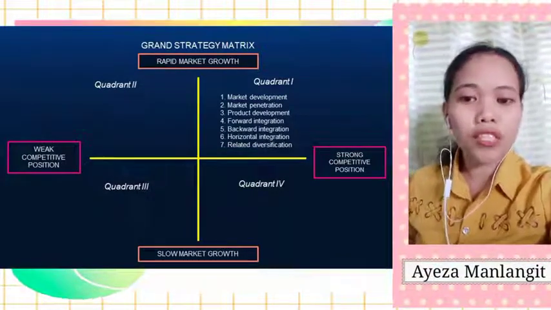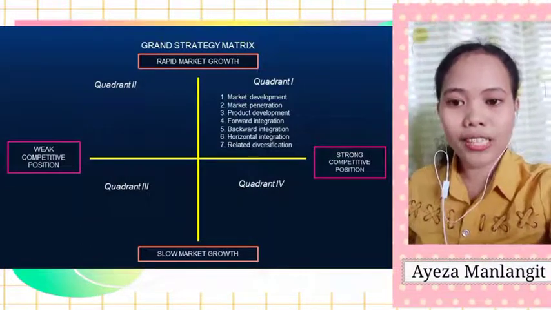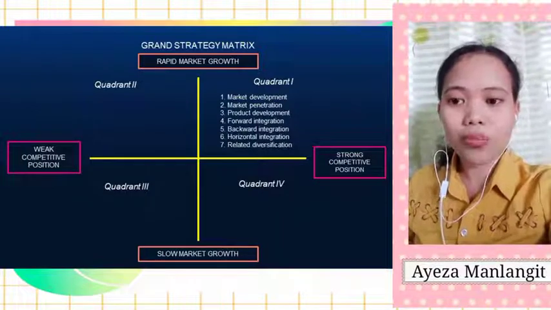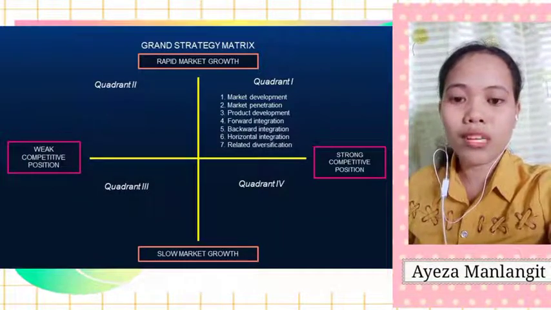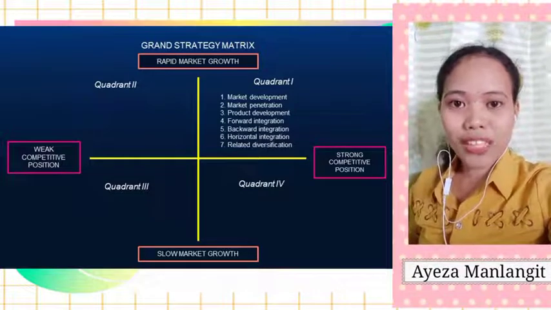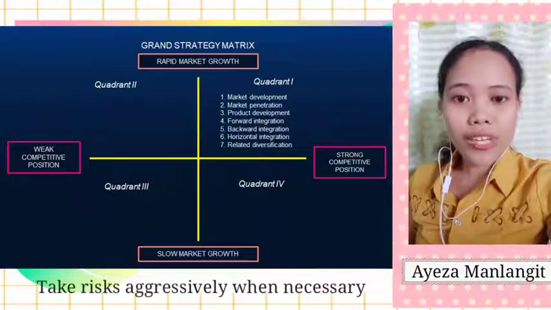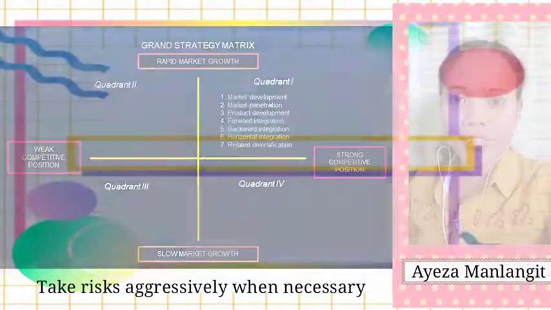Organizations that fall under Quadrant 1 that focus on a single product can go for a related diversification strategy to minimize the risk related to a limited product line. Quadrant 1 firms can afford to take advantage of external opportunities in several areas. They can take risks aggressively when necessary.